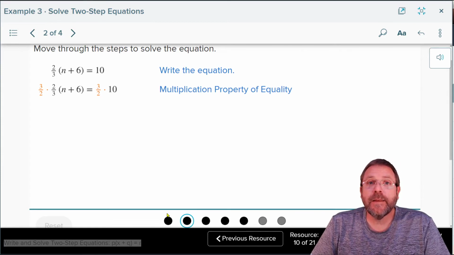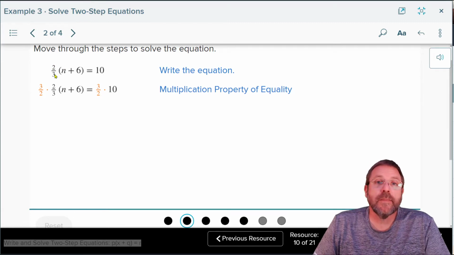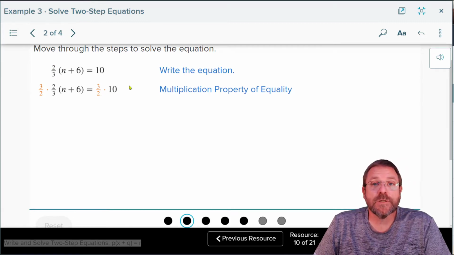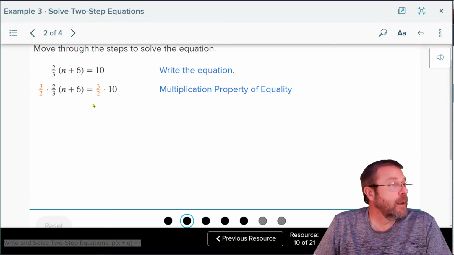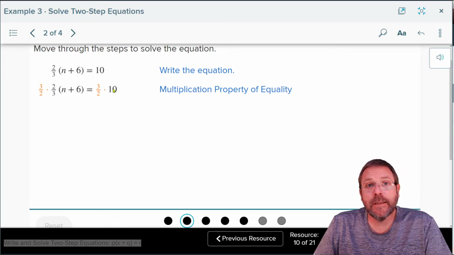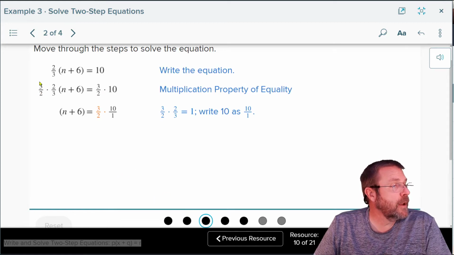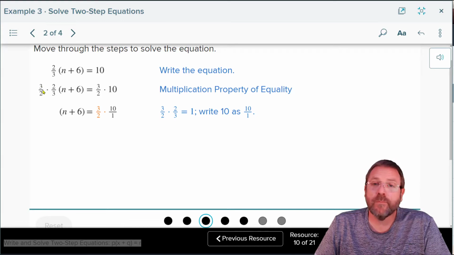And in dividing, instead of dividing both sides by 2/3, they multiplied both sides by the reciprocal, which is 3/2. Now, once again, I keep telling you guys, don't do what the textbook does here. Don't stick it on the front. Stick it directly after the number you're doing. So I would have done 2/3 times 3/2 here, and then I would have done 10 times 3/2 there. But either way, things are going to simplify out. The 3/2 and the 2/3 divide each other out, leaving n plus 6.